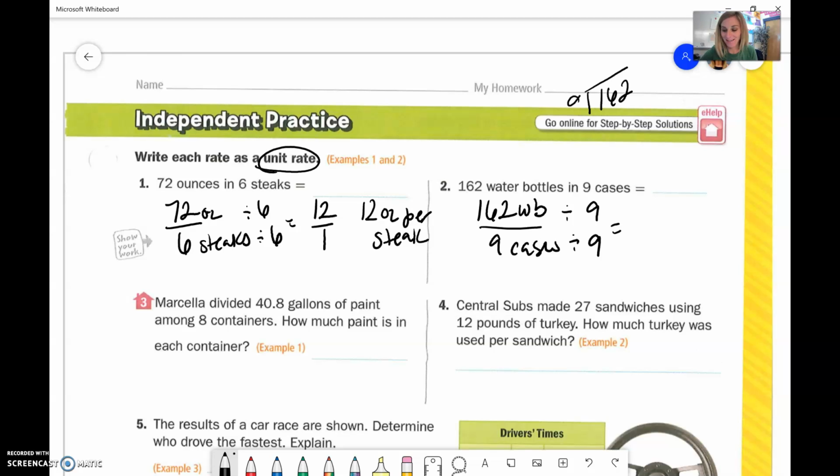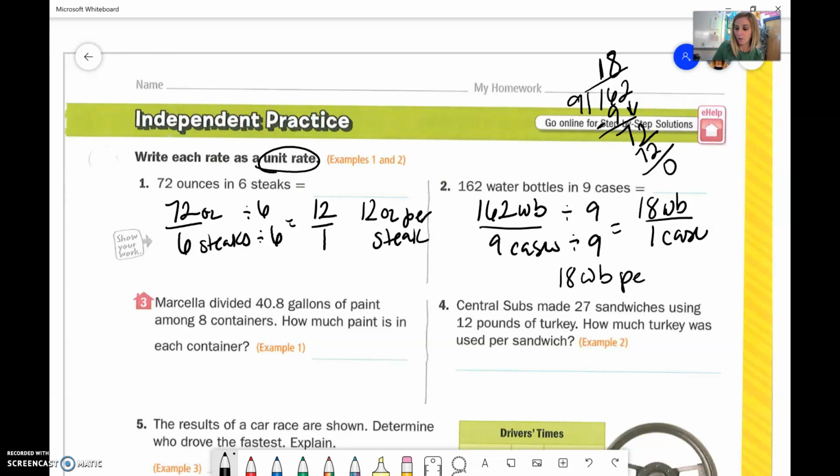162 divided by 9. I am so sorry, this happens all the time. Okay, 9, and I subtract 16 minus 9 gives me 7, and I'm going to bring that 2 down, and then I get 8 because I know that 9 times 8 is 72. There we go. See? Sometimes it just does funky things on me. All right, so 18. So 18 water bottles per 1 case. Okay, cool, right? I love it.